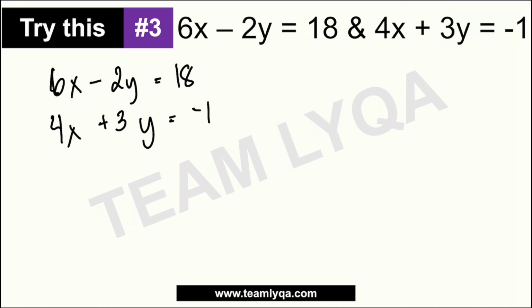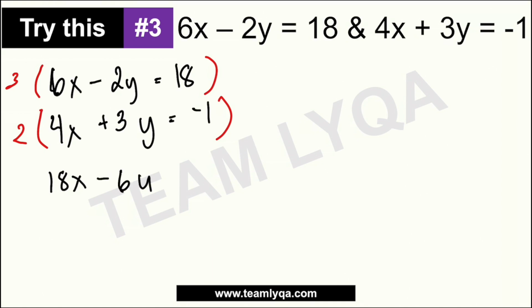So, ibig sabihin nun, itong buo na ito, imumultiply ko siya sa 3 para ma-achieve ko yung negative 3y. Ito naman, imumultiply ko sa 2 para ma-achieve ko yung positive 6y. That way, ma-eliminate ko na sila. Now, to solve that, again, i-distribute natin yung 3 sa lahat sa kanila. This will now become 6 times 3, which is 18x. Next, we're going to multiply 3 sa negative 2. So, that would be negative 6y equal.